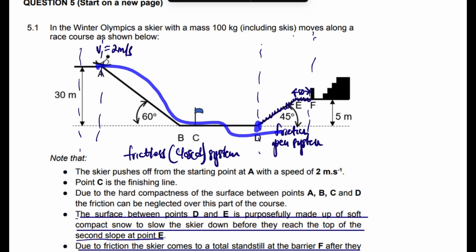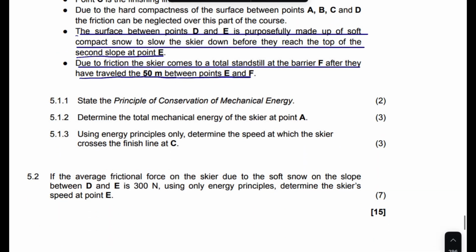So it's conserved, right? Now it says in 5.1.1, state the principle of conservation of mechanical energy. Guys, you need to stick to the exam guideline. It says the total mechanical energy in an isolated system remains constant. Right? 5.1.2, it says determine the total mechanical energy of the skier at point A.